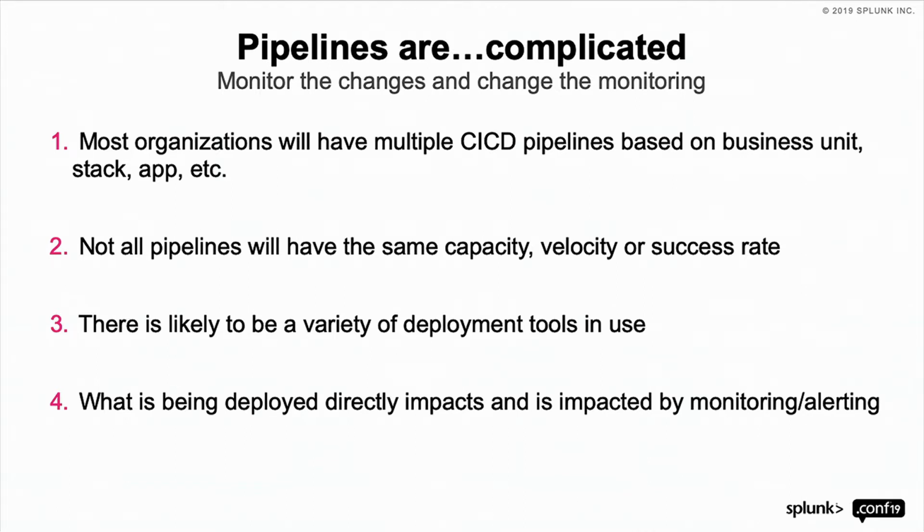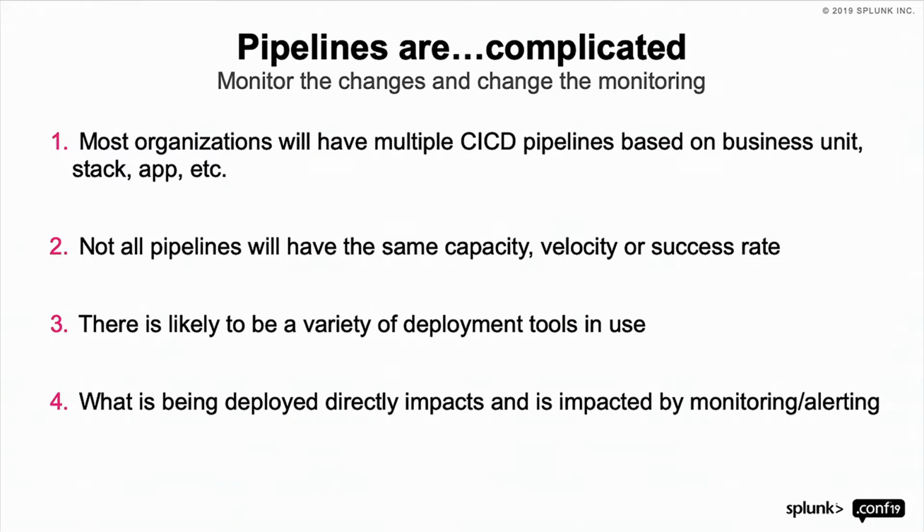So monitor the changes and change the monitoring. And what I mean by that is you're going to have multiple CI/CD pipelines doing multiple things with multiple services in multiple verticals of your organization, most likely. Not all pipelines are going to have the same capacity, velocity, or success rate. So you may have DevOps teams that are very mature, very aware of what their service is, and they have a really good success rate and velocity. Whereas if you're just starting down the DevOps road, if you have a new team, a new service, a new product, that velocity is probably going to be lower. Your success rate's also going to be lower. So be accommodating for all of that to happen.